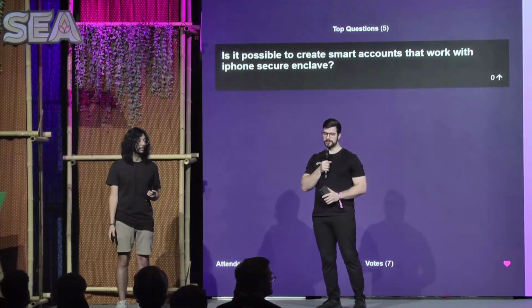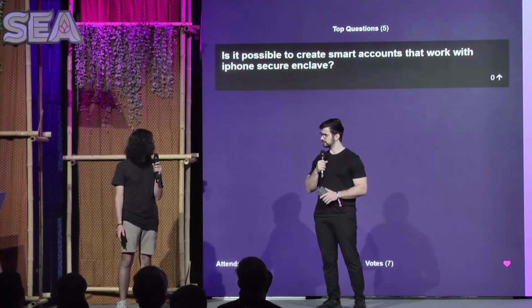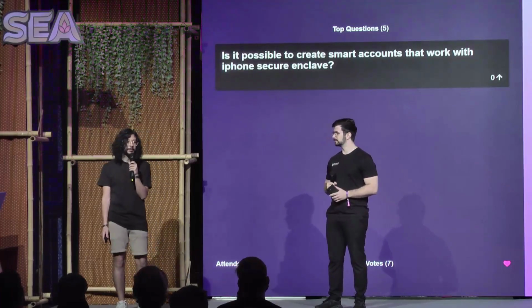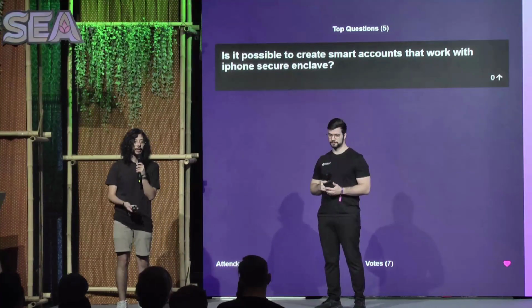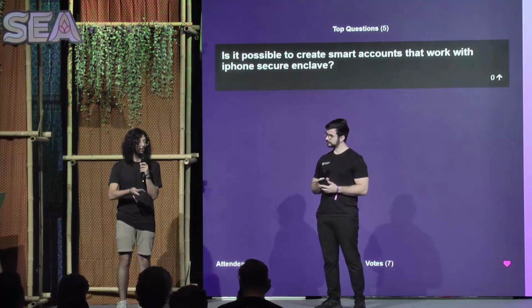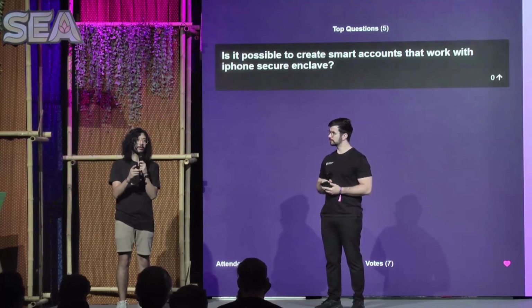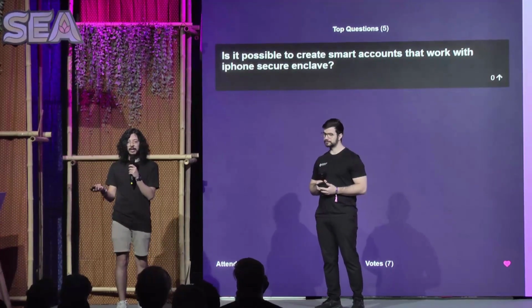Is it possible to create smart accounts that work with the iPhone Secure Enclave? So I guess with a different signature. Yes, 100%. The P256 algorithm that we just implemented is the one that is used by the Secure Enclave. So you just need to create your account. Make sure that you're using the same hashing algorithm as in the enclave. This is pretty easy. You just grab the message or the hash and hash it again, and that's it. But yeah, the answer is yes.